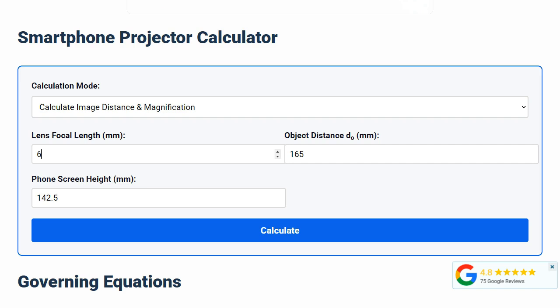The calculator uses the thin lens equation to determine the object distance, which is where you need to place your phone relative to the lens. It also calculates the magnification ratio and the resulting projected screen size, showing you exactly how big your image will appear on the wall.